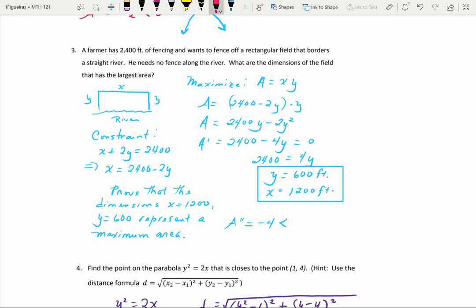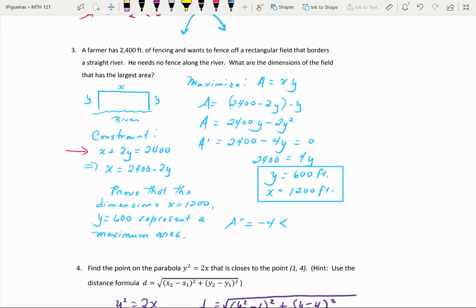Okay, so here's my picture. So I need a fence along 3 sides of this rectangular field. So the 3 sides are labeled x for the horizontal side and y on the 2 vertical sides. And here's my river just below, right? You can put the river on any side you want. I just happen to put it on the bottom. So what that means is that my fencing only goes along 3 sides. So my constraint is x plus 2y equals 2,400. Remember, no fencing along the river, so you wouldn't put 2x the way we normally would with a perimeter problem.